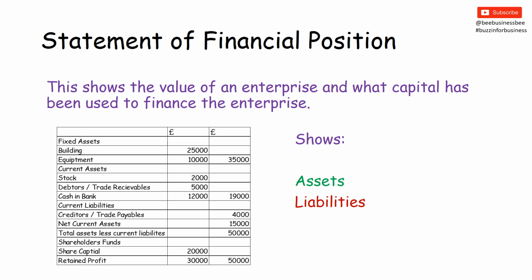What does a statement of financial position actually show? Well, it shows the value of an enterprise, and it also shows where the money has come from that's being used to finance the enterprise. So in simple terms, it shows your assets and your liabilities. And you will have already learned that the word asset means items you own, and liabilities are things that you owe. And that's why owning is good and in green, and liabilities, obviously, things you owe, are in red because that's potentially bad. But let's delve into each of the rows and look into more detail.